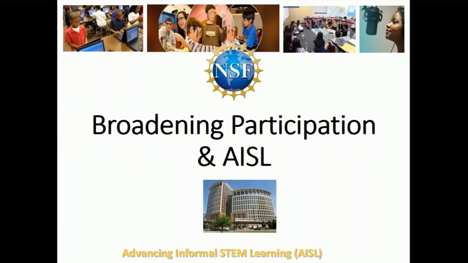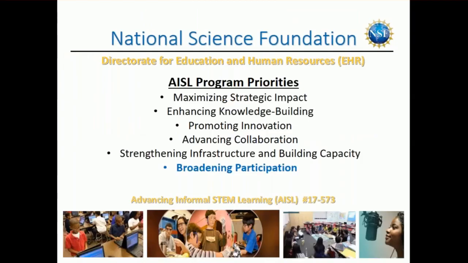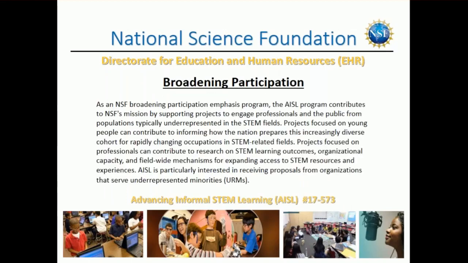Okay, thanks, Bob. Now we're going to talk about how we think about broadening participation within the Advancing Informal STEM Learning Program. Within our Directorate for Education and Human Resources, we have several priority areas. Right now, we want to talk about the priority areas that are specific to the AISL program, and there are 6: maximizing strategic impact, enhancing knowledge building, promoting innovation, advancing collaboration, strengthening infrastructure, and building capacity, and then we have broadening participation.